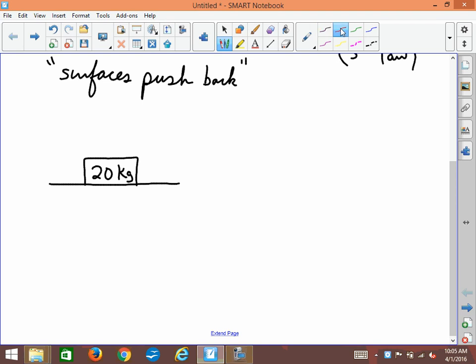We know, of course, that our friend, the force of gravity, pulls downwards on the box. So we can call that Fg. And in our last lesson, we learned that Fg can be calculated as mg. So 20 times 9.8. So we now know exactly how much this gravity force is pulling with. It would be pulling with 196 newtons downward. Gravity force.